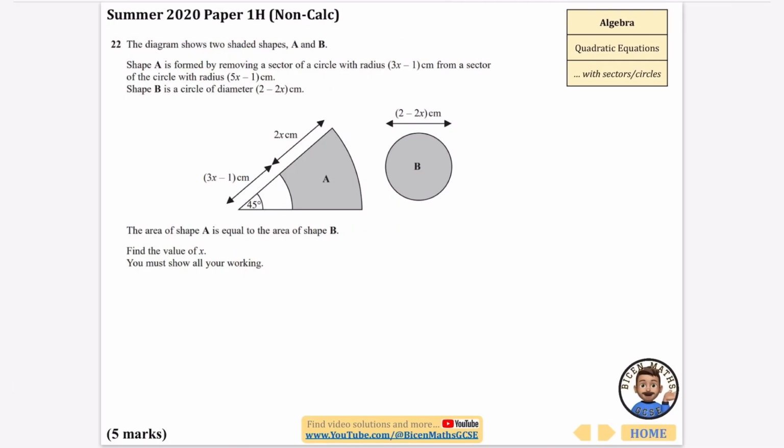Okay, we have got a few more of these to go. This one is pretty hard. So it says the diagram shows two shaded shapes A and B.